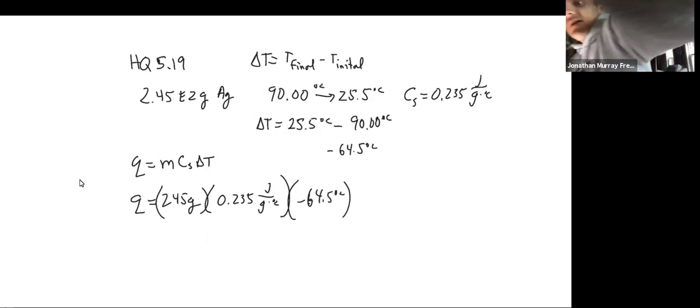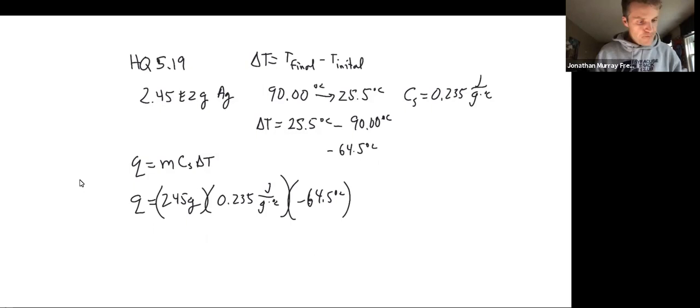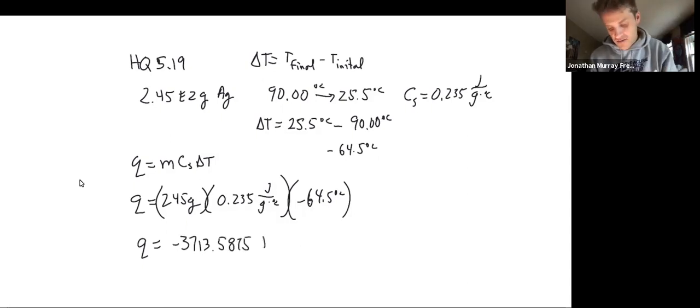Let me get my calculator. Right, 245 times 0.235 times 64.5. Q equals negative 3,713.5875. Sure. So the one trick, and this is maybe why you got the question wrong, was that it asks for the heat in kilojoules. So yeah, just one more step.